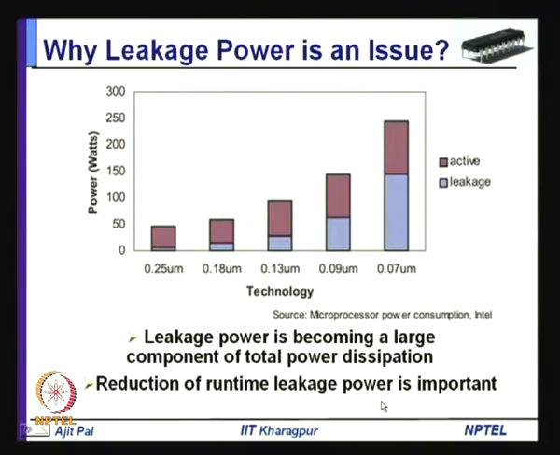Another important issue is runtime leakage power. Earlier the leakage power was minimized only when the circuit was in the standby mode, because in the active condition the percentage of leakage power was insignificant compared to dynamic power. So, at run time people were primarily considering the reduction of dynamic power, but now that is not so. Even during run time, when the circuit is in operation, it is essential to reduce the leakage power. That is why the reduction of run time leakage power has become important.